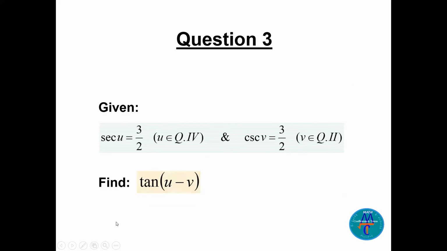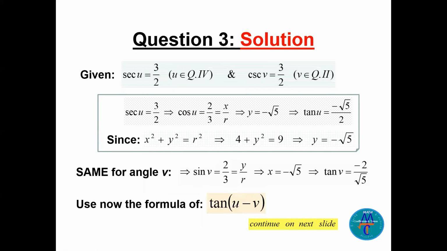Question number 3, we have secant of u is equal to 3 over 2. U is an angle in quadrant 4 given. Also cosecant of v is equal to 3 over 2, v in quadrant 2. Let's find tan of u minus v. So the formula is easy.